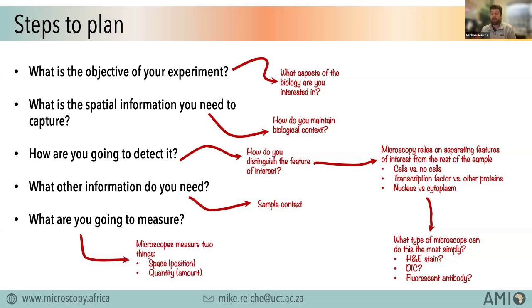And then what are you going to measure? Now you need to consider this with the caveat that microscopes really only provide two pieces of information. That is space, or position, or location, and then quantity. By the intensity of the signal, you can infer how much of your target is present, whether it's an antibody or a nuclear stain or whatever it might be.